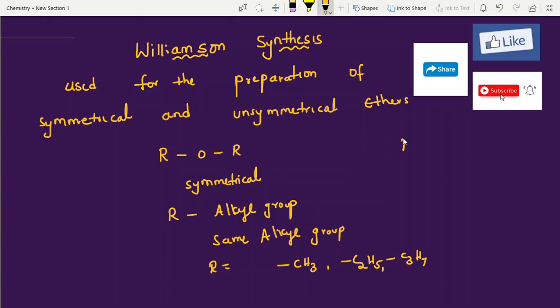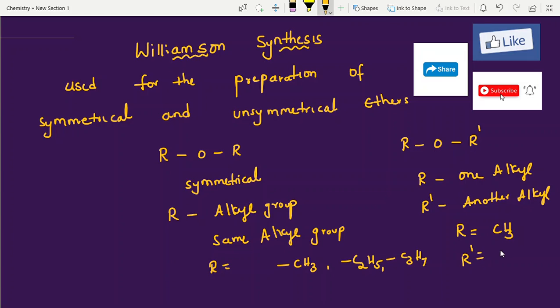Next, unsymmetrical ethers, ROR dash. Here R is one alkyl group, R dash is another, different alkyl group. Suppose R equals CH3, R dash equals C2H5. This is an unsymmetrical ether, CH3-O-C2H5. Symmetrical ether means you have taken the same alkyl group. This is the difference between symmetrical and unsymmetrical. Very basic points. Now, next one, preparation.